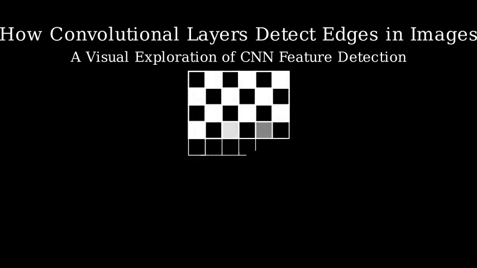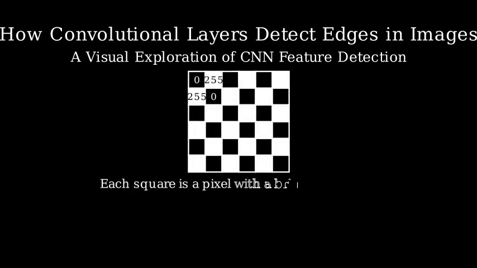An image is simply a grid of pixels, where each pixel has a numerical value representing its brightness. For simplicity, we'll work with grayscale images where each pixel is a single number between 0 and 255, with 0 representing black and 255 representing white.